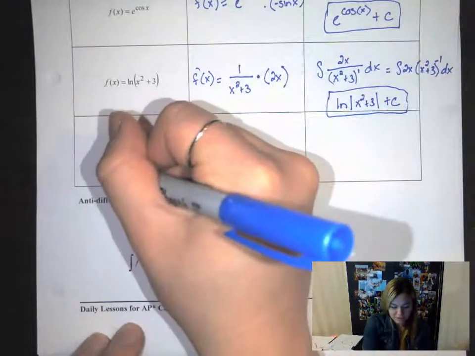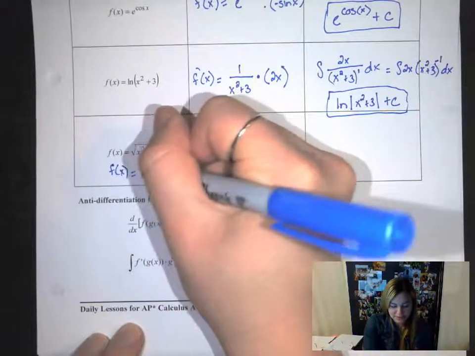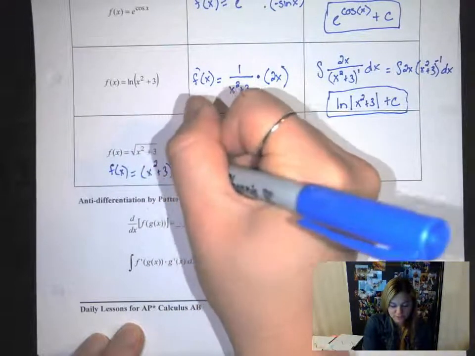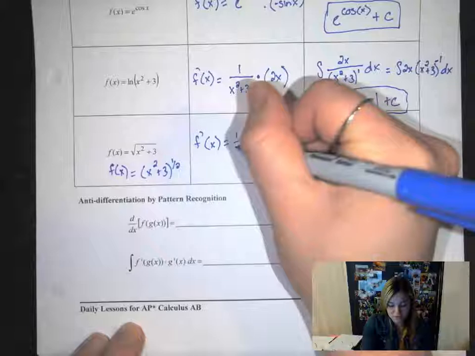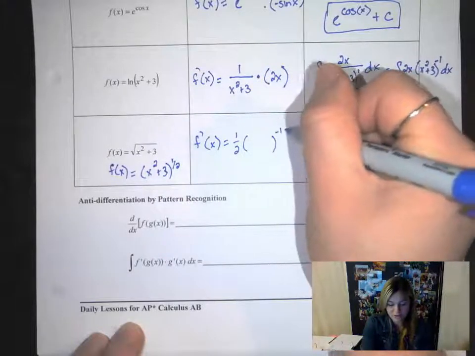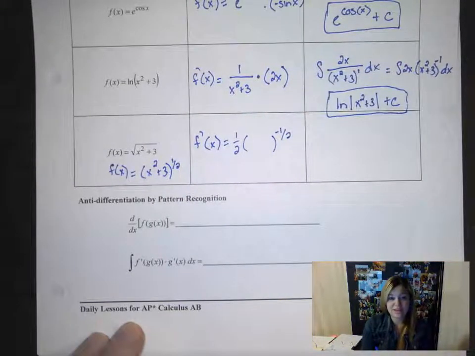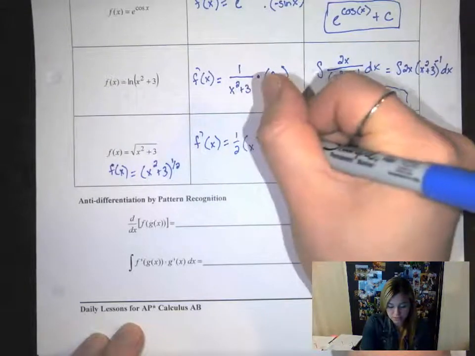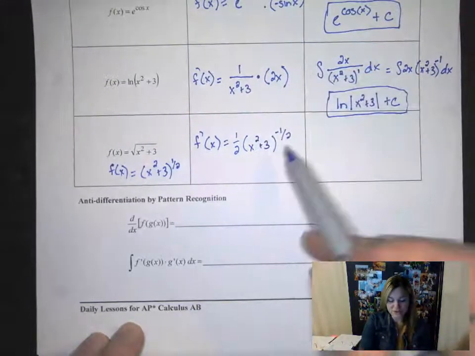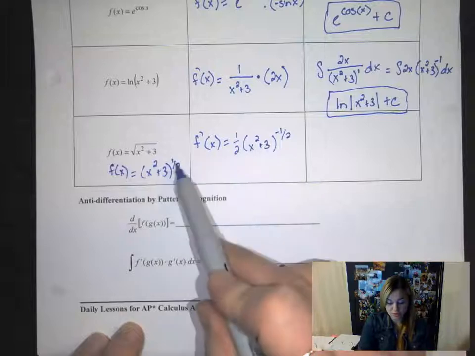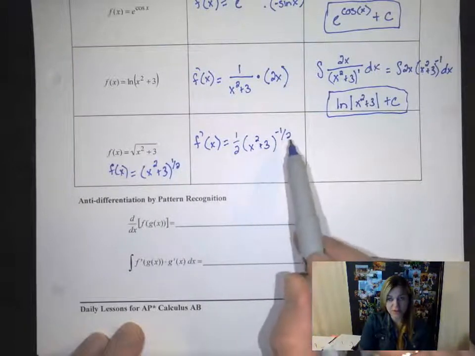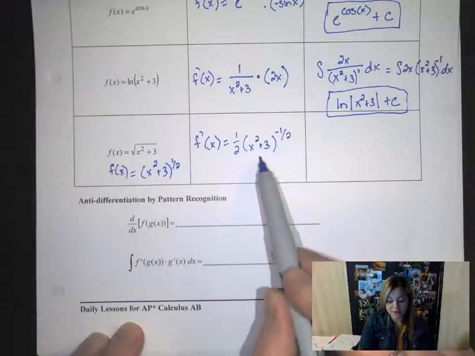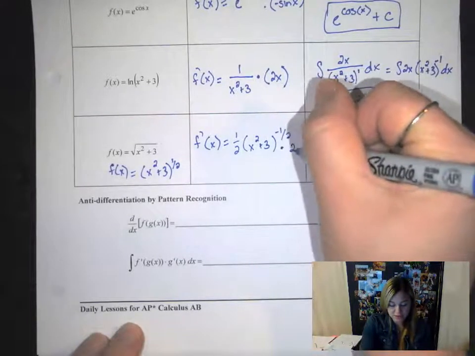Remember that f of x can be written as x squared plus 3 to the 1/2 power. So if you take the derivative, 1/2, leave the inside alone. Notice I just did this without saying it. So I took 1/2 out in front, I subtracted the exponent by 1, I left the inside alone, times the derivative of the inside.